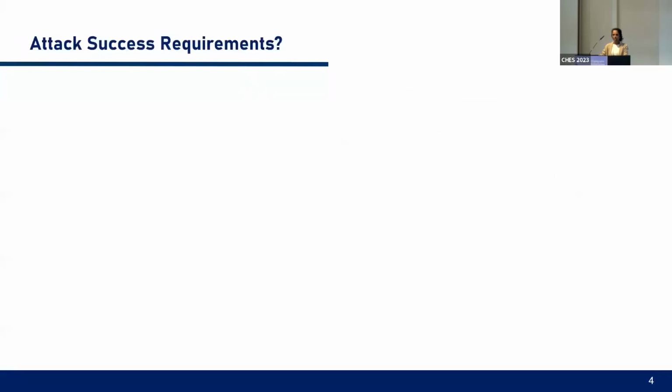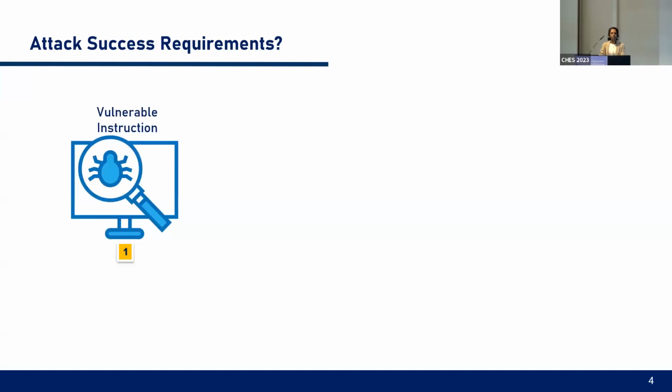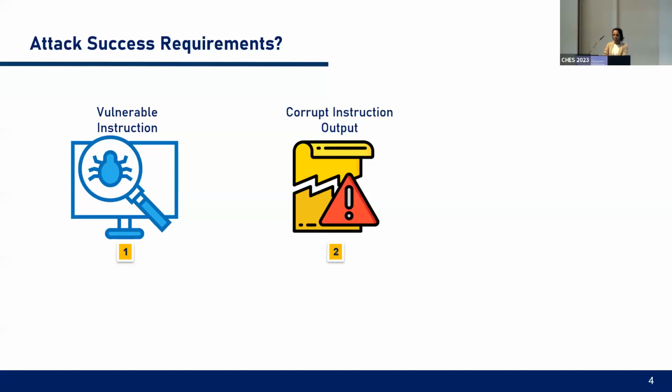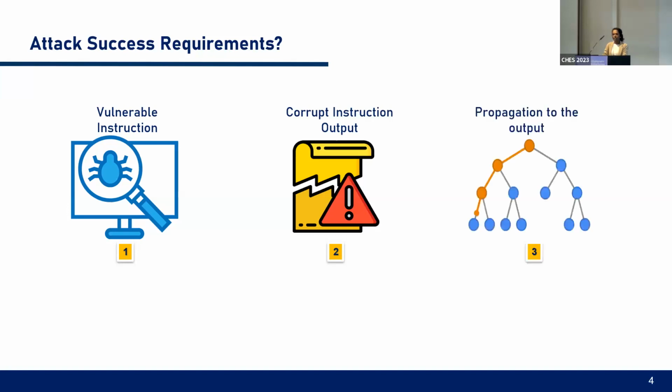To understand where we lack, we should know the attack success requirements. We group the attack success requirements of fault injection attacks into 3. One is the vulnerable instruction. As I mentioned, a fault can be injected anywhere, but the instruction where the attacker injects the fault should be vulnerable, so we can get a proper faulty ciphertext to retrieve the secret key. Even if we inject a fault in a vulnerable instruction, it should corrupt the output of that instruction. And the third factor is that the corrupted output should propagate to the ciphertext so that the attack is successful.